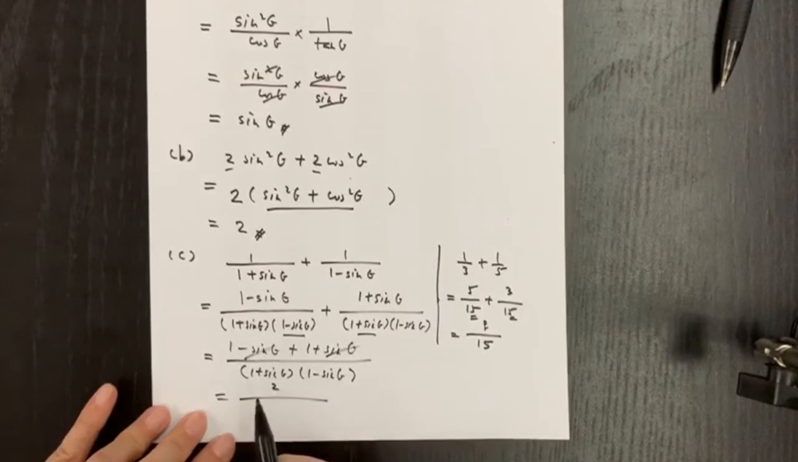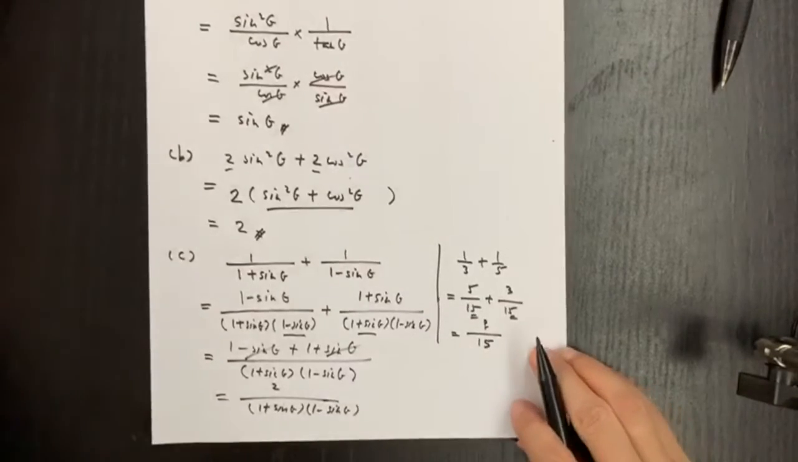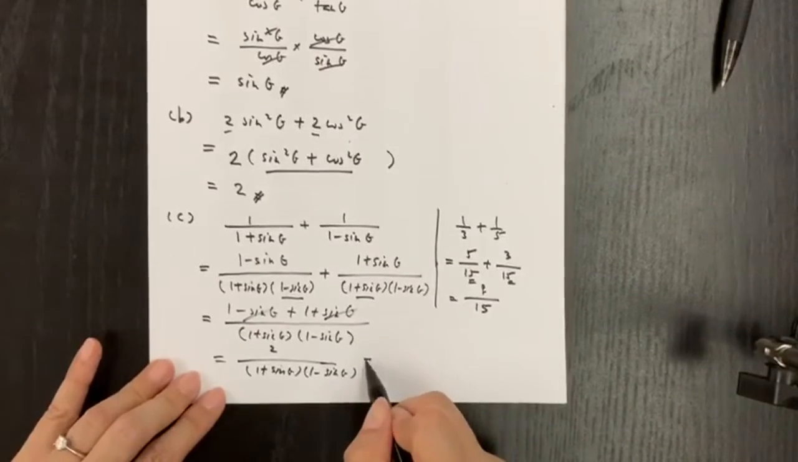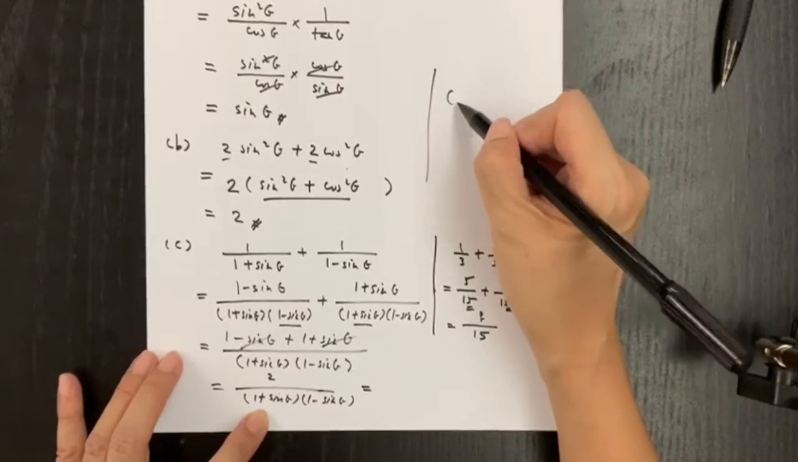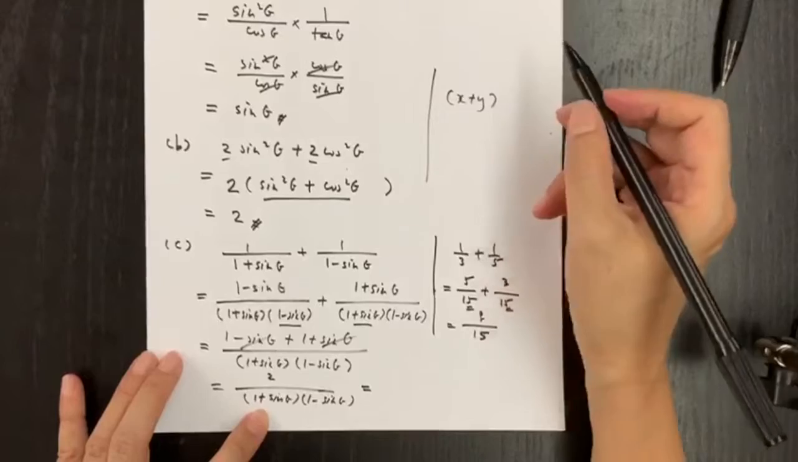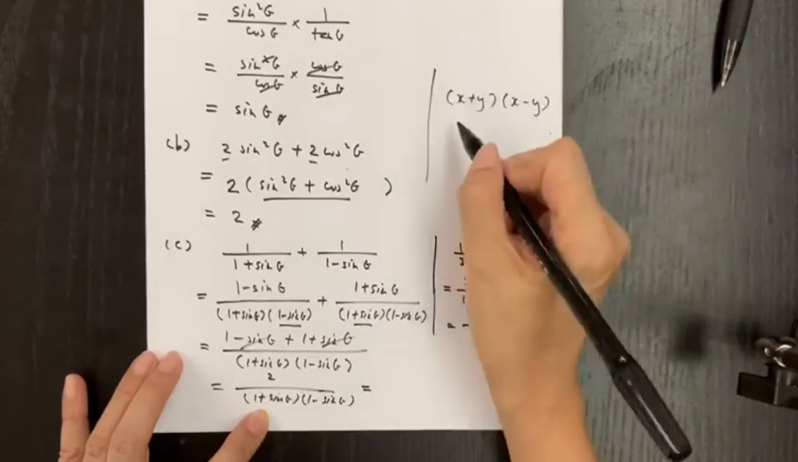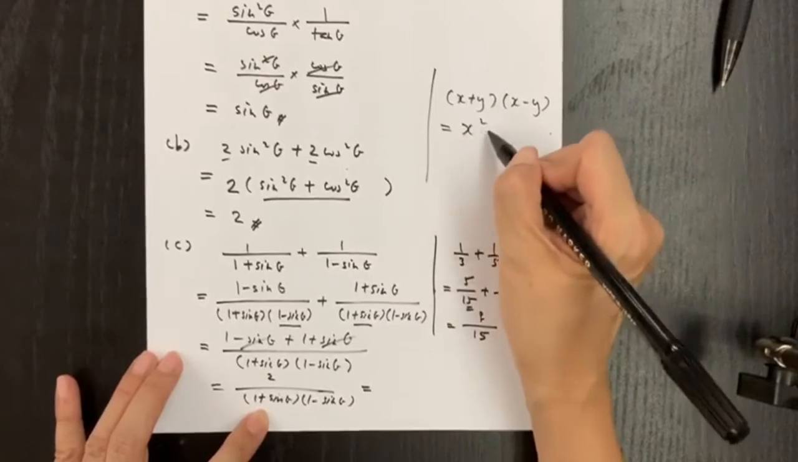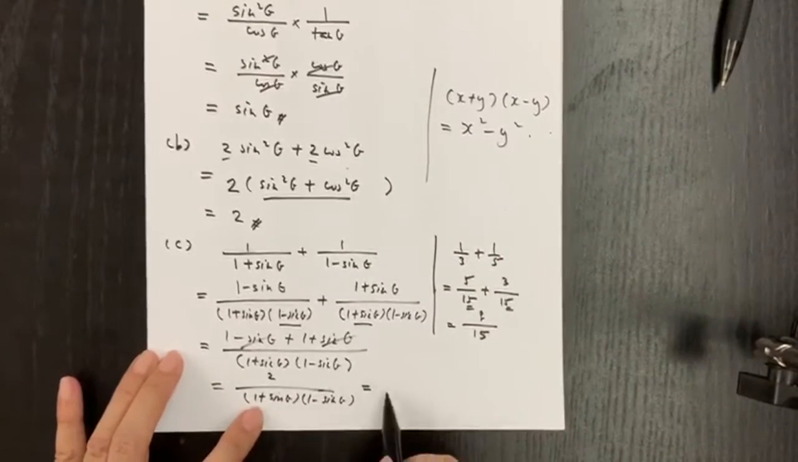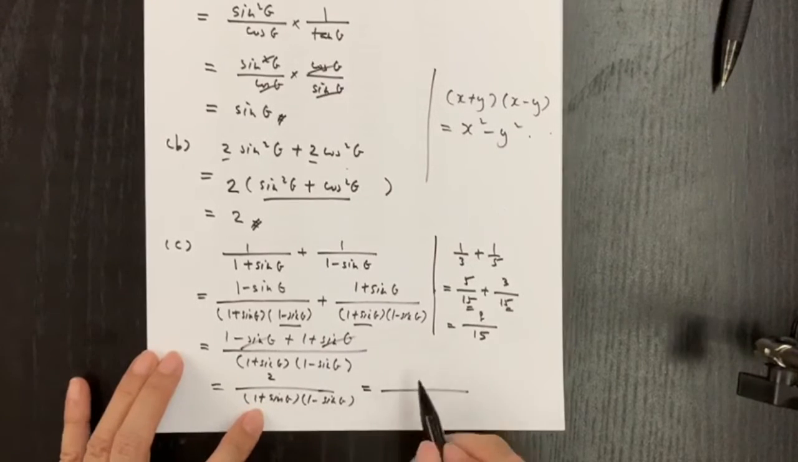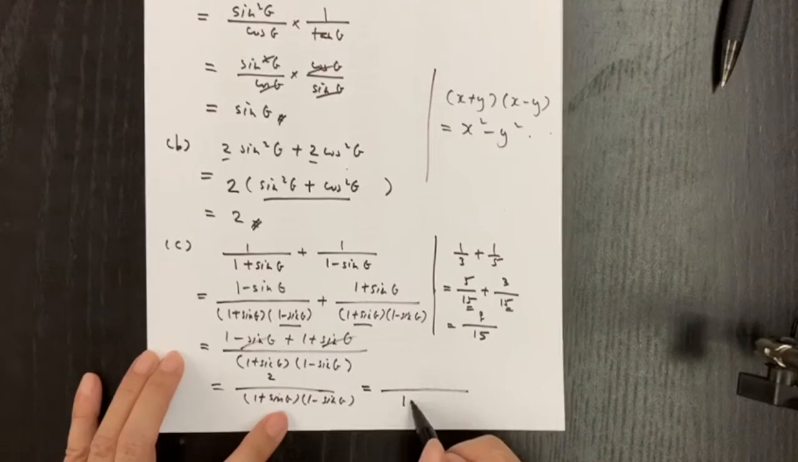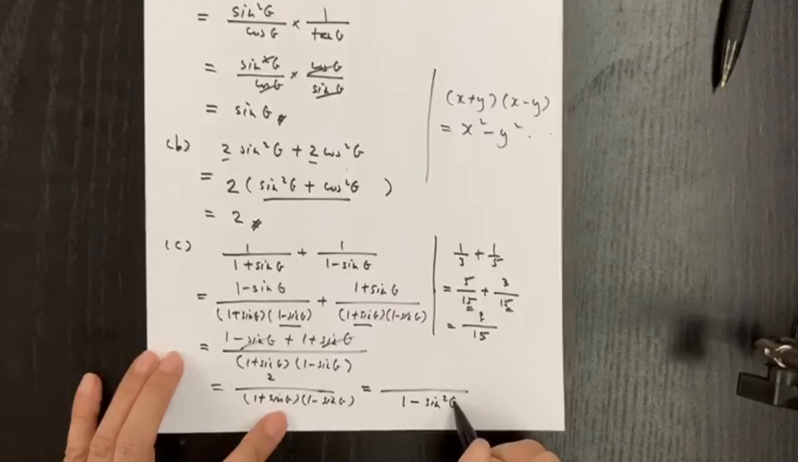So I have 2 on top, and then there will be 1 plus sine theta, and then 1 minus sine theta. Right. And actually, we can still go on with the simplification. Remember one of the identities in the first term, for example, what is x plus y times x minus y? Remember this identity, which is the same as x squared minus y squared. Therefore, for the denominator here, 1 plus sine theta and then 1 minus sine theta, which is 1 square, which is 1, minus sine square theta.